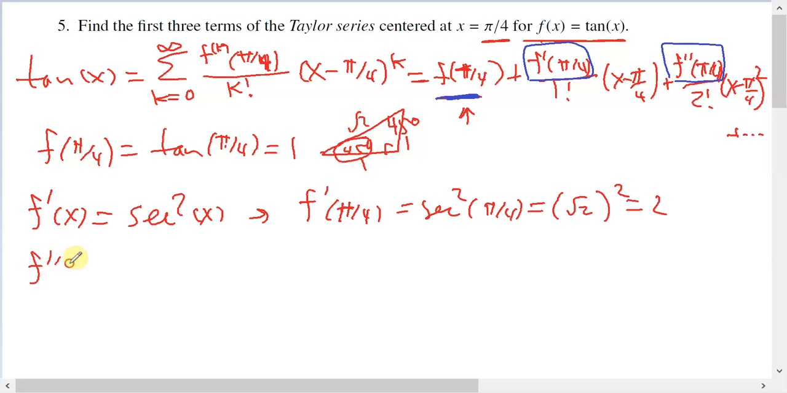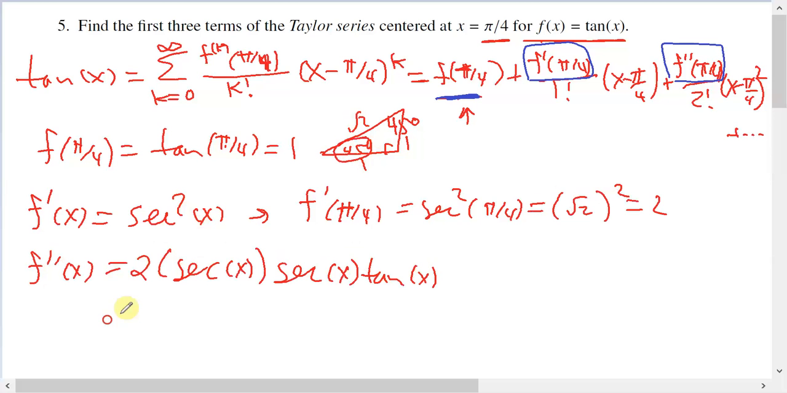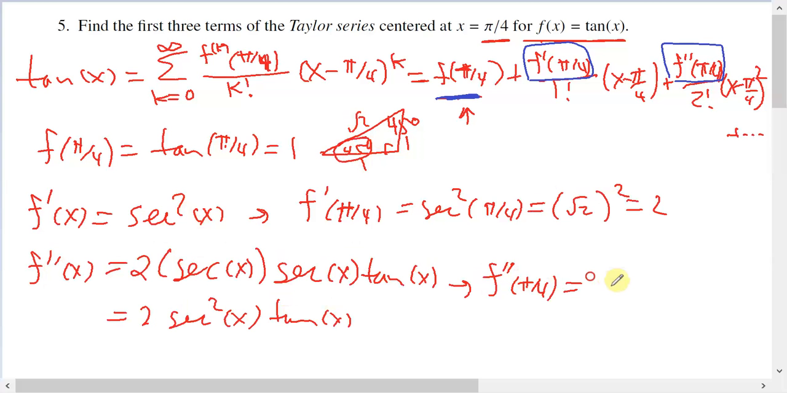And then I need the second derivative at pi over 4. Well, the second derivative is going to require a chain rule. I take 2 times secant to the 1, and then the derivative of secant, which is secant tangent. So it's 2 secant squared times tangent. Well, I've already calculated both of those values. So the second derivative at pi over 4 is going to be 2. Remember, we just calculated secant squared to be 2, and tangent of pi over 4 is 1. So this is going to be 4.